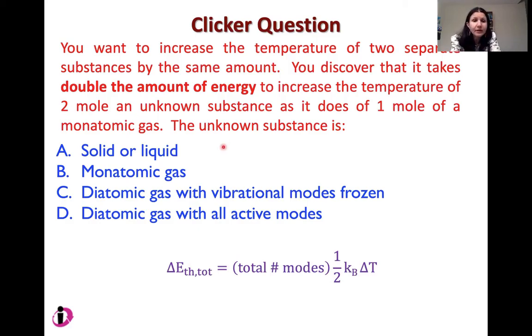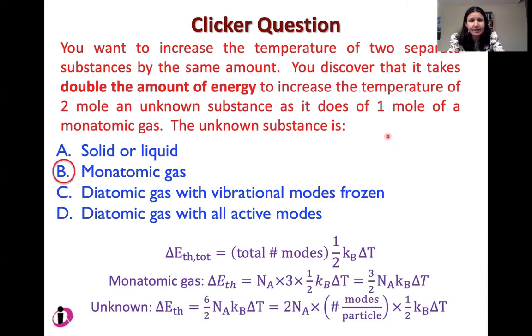So the question is, can you conclude anything about this unknown substance? Is it a solid or liquid, a monatomic gas, diatomic gas with vibrational modes frozen, or diatomic gas with active modes? So basically, this question is asking you, can you figure out the modes per particle based on this information for the unknown substance? So pause the video, think about it, use this equation to help you. And let's take a look at the answer. So the answer is a monatomic gas as well.